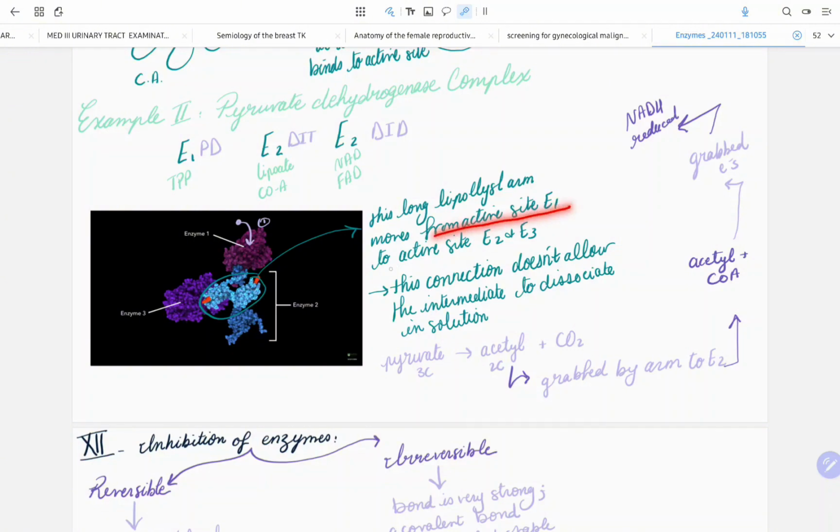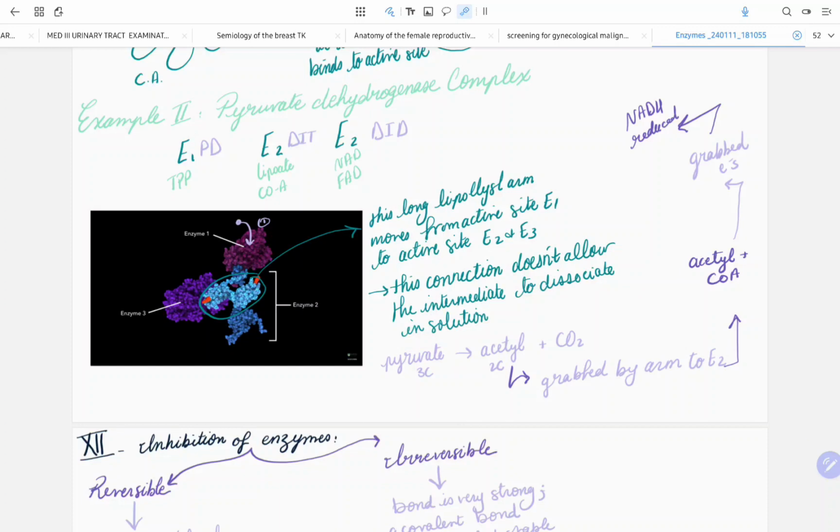From active site E1 to active site to E2 and E3. Now you can ask me, why is there an arm that connects these 3 enzymes? That's because the connection between these enzymes doesn't allow the intermediates within these enzymes to dissociate into solution, right? I'll give you an example.